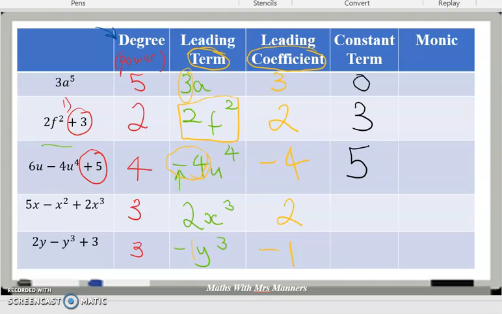Now here I've got an x term, an x squared term, and an x cubed term, so my constant term must be 0. And then here I've got a y term, a y cubed term, but I do have a constant term here. I've got a constant term of 3.